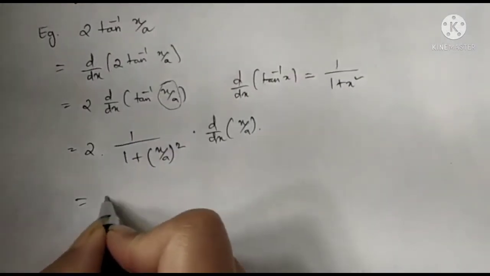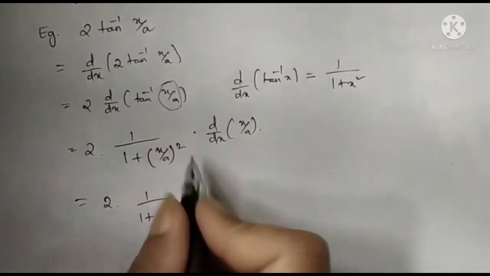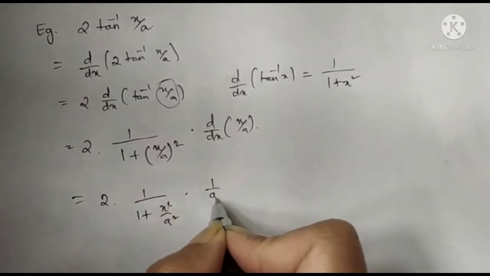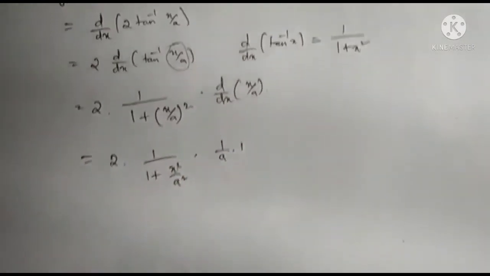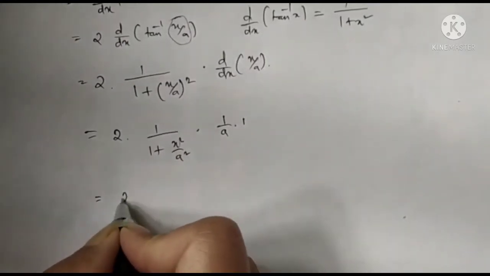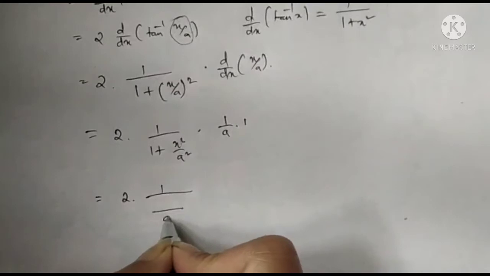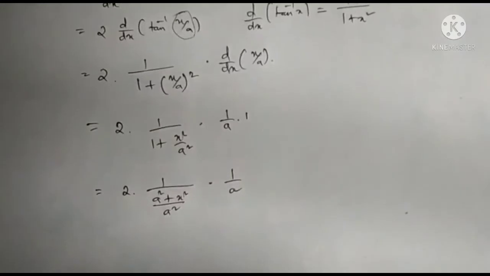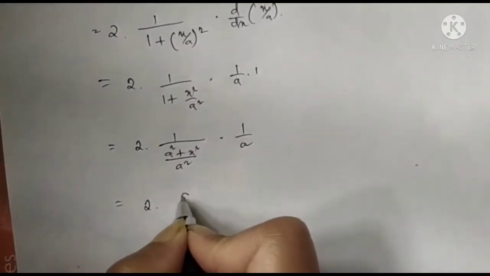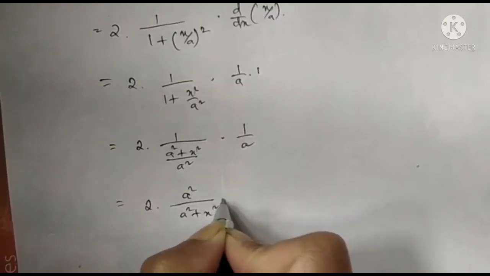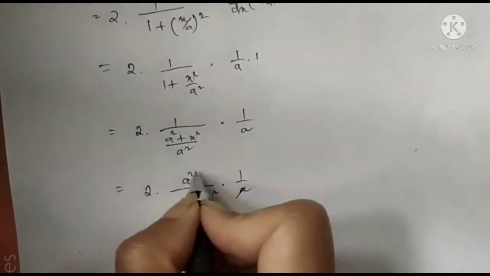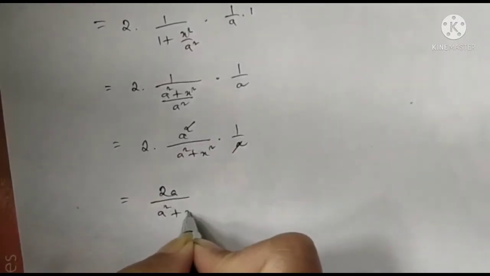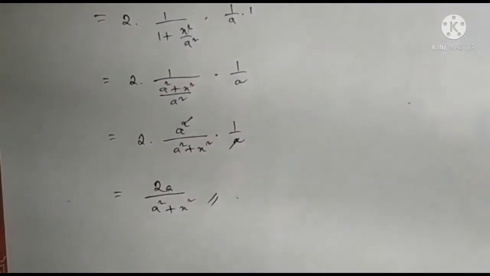So next step you will have 2 into 1 upon 1 plus x by a whole square, which is x squared by a square, into d by dx of x by a, which is 1 by a common. D by dx of x is 1. Next, 2 into 1 upon, find the LCM, a square plus x square, into 1 by a. Now this becomes 2 into a square by x square into 1 by a. A gets cancelled and you are left with 2a by a square plus x square. So this is your required answer.